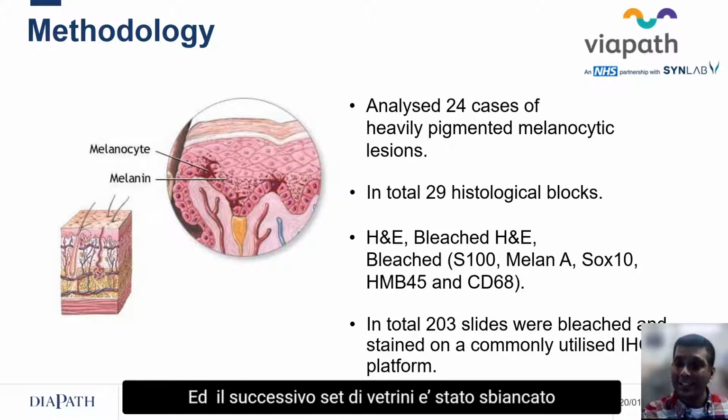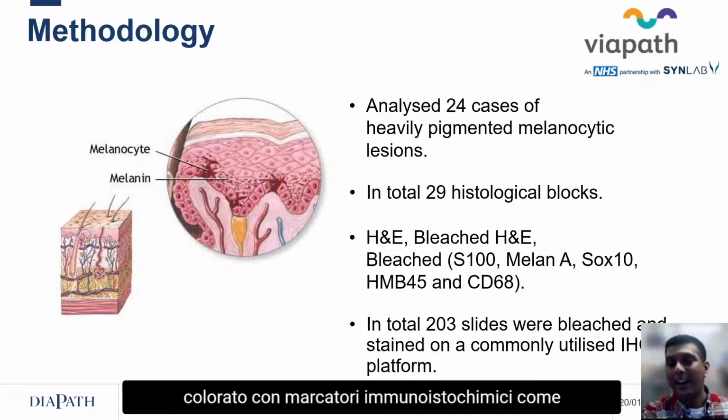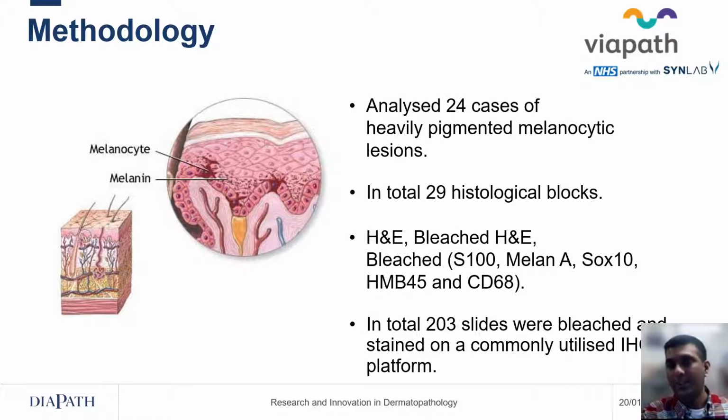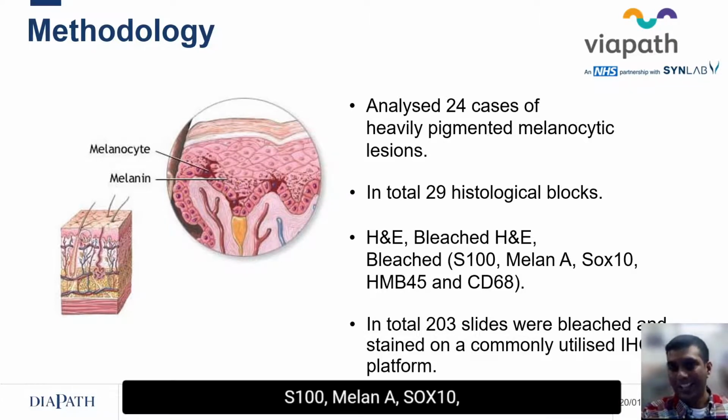And the next set of slides we cut were first bleached on the machine using the protocol we devised, and then we ran some immuno markers straight afterwards. Melanoma markers such as S100, Melan-A, SOX10, HMB45, and CD68 as well. So in total, this equated to about 203 slides that we assessed.